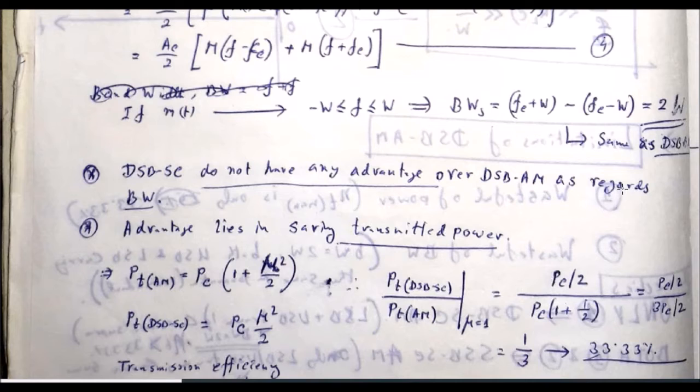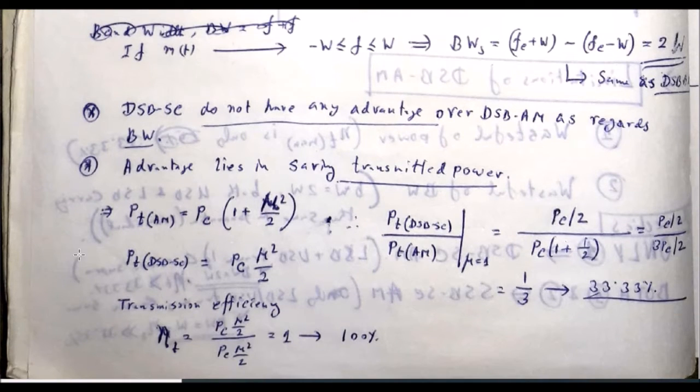Now I am discussing the power. In the case of ordinary AM, your transmitted power was Pc times (1 plus mu square by 2). Mu was the modulation index or the modulation factor. Generally, it should be smaller than 100%, or smaller than 1 as a ratio. So the first term here is Pc plus Pc mu square by 2.